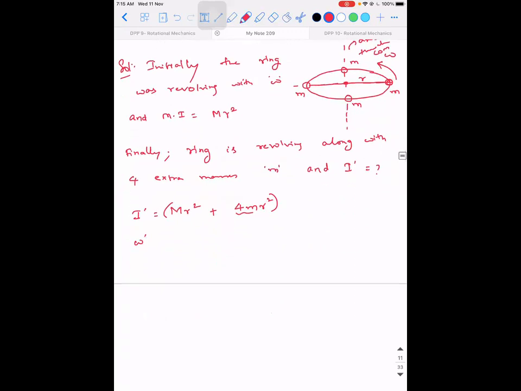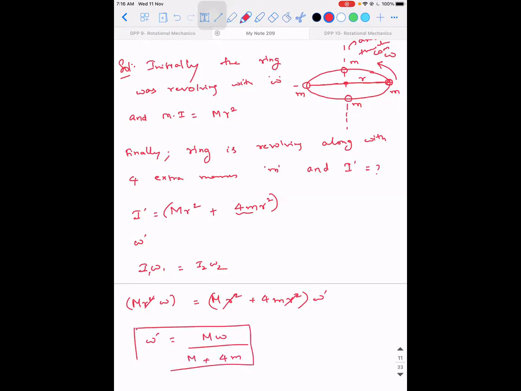So from this we can conclude that I1 omega 1 is equal to I2 omega 2. What is I1? I1 is capital M r square into omega 1, which is omega, is equal to I2, which is capital M r square plus 4m small r square, into omega dash. So r square gets cancelled. Omega dash will be equal to capital M omega divided by capital M plus 4 times small m.